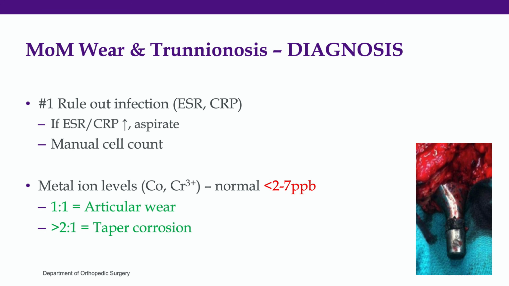So again, just to reinforce this, always check an ESR and CRP. If they're elevated, you need to aspirate that hip. And it's important to obtain a manual cell count in cases of potential metal failure. Metal particles can actually be mistaken for white blood cells when an automated count is performed. And the metal ion levels should be less than 1 or 2 parts per billion in a metal-on-poly or a ceramic-on-poly hip, and less than 7 parts per billion in a metal-on-metal hip.